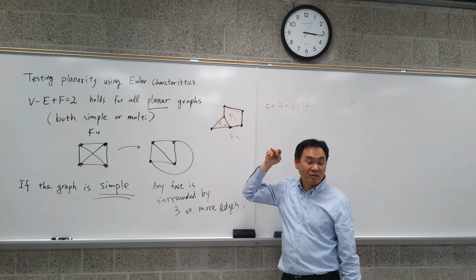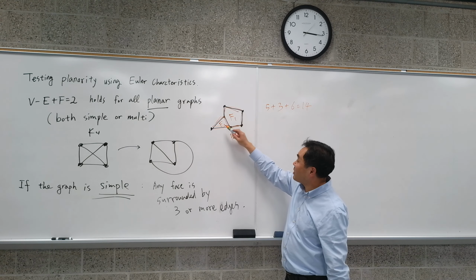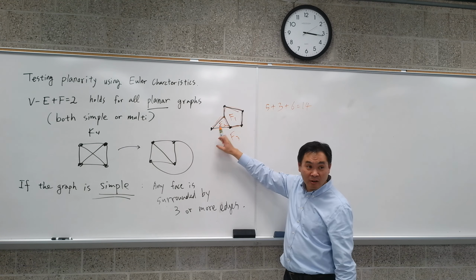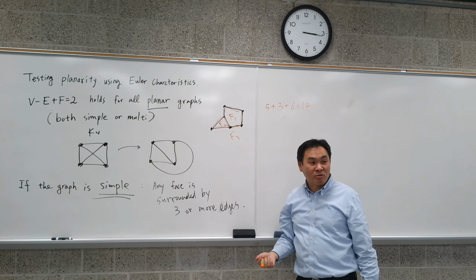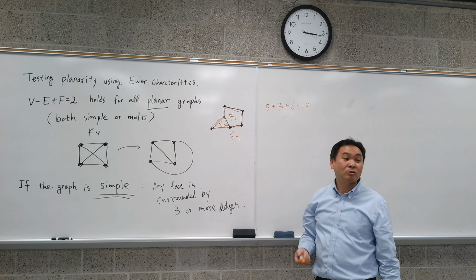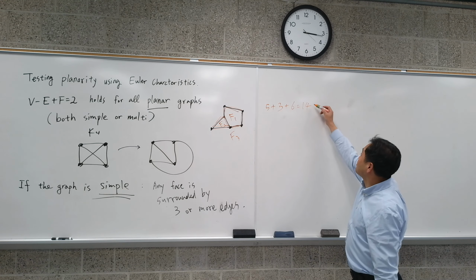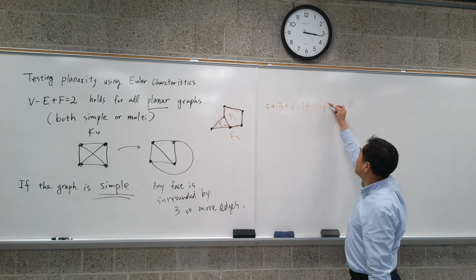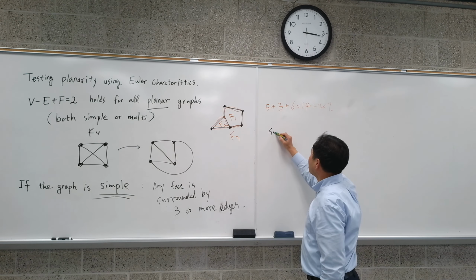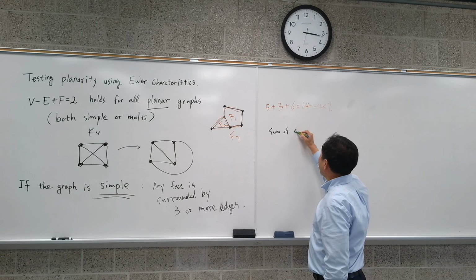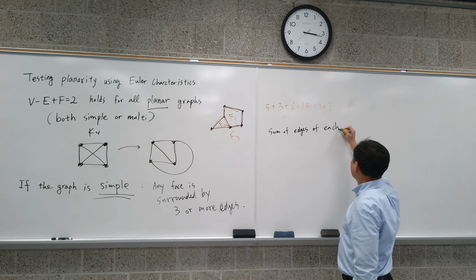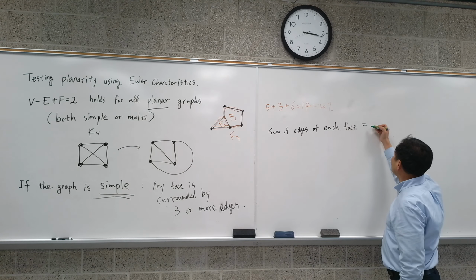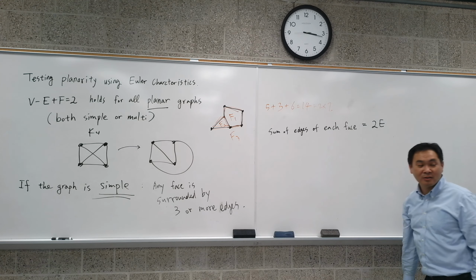So what's the relation here? If you count all the edges individually that's neighboring a face, surrounding a face, and you add them up, you end up counting edges how many times? Twice, exactly twice, right? So this is really 2 times 7, okay? So here's a nice inequality. So the sum of edges of each face is going to be equal to twice the edges. Okay.